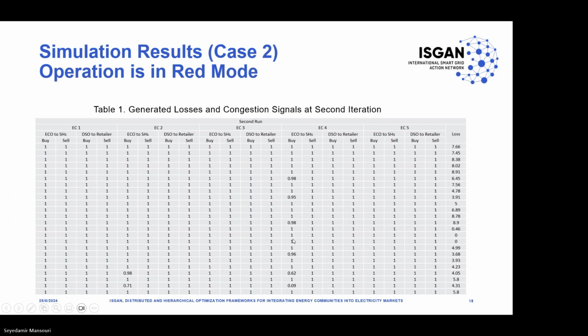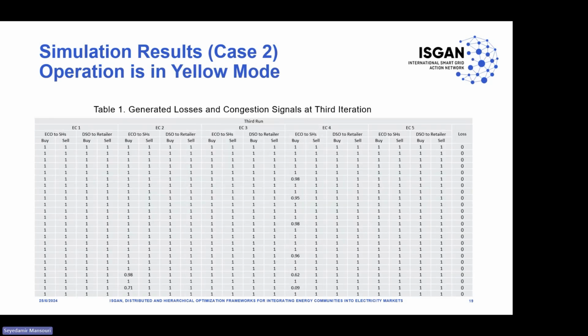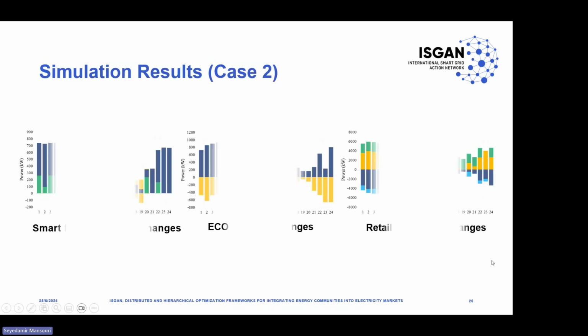And here are some limitations that energy community operators impose on their members, because their members need to change some exchange with the energy community operator. And we still have losses here, because these losses are going to be addressed in the last iteration of the algorithm. And here we addressed all the losses. Actually, the retailer addressed all these losses. And we don't have losses, and we don't have congestion in the last iteration.